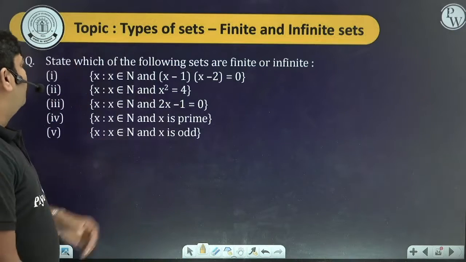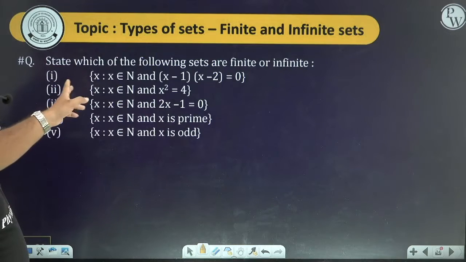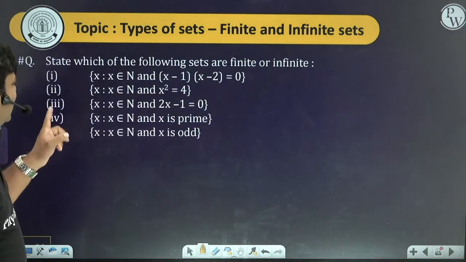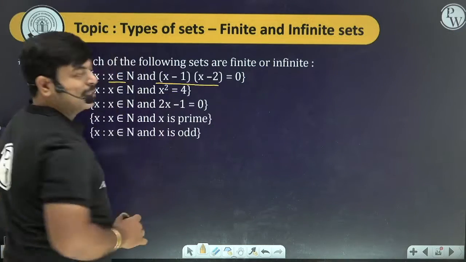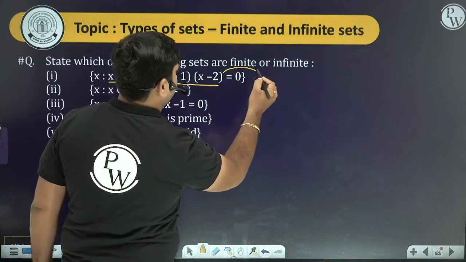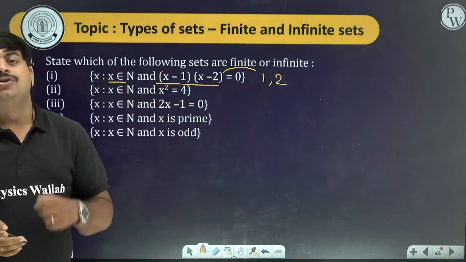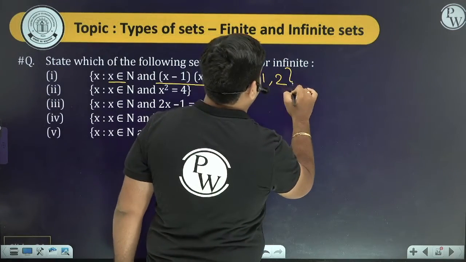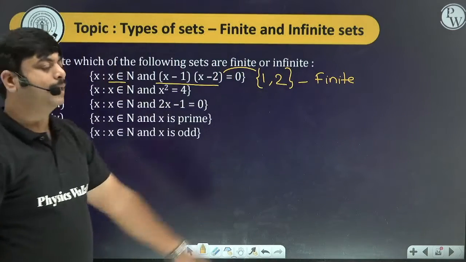Right. So we have a few more examples. I'm leaving that for you, right? One or two I'll tell you. So state which of the following sets are finite or infinite. X such that X belongs to natural numbers and (X minus 1)(X minus 2) is equal to 0. So what are all the numbers that satisfy this equation? Just 1 and 2. Only 2 elements are there in that. So yes, I can define how many elements are there. So it is a finite set. It is a finite set. I know how many elements are there.